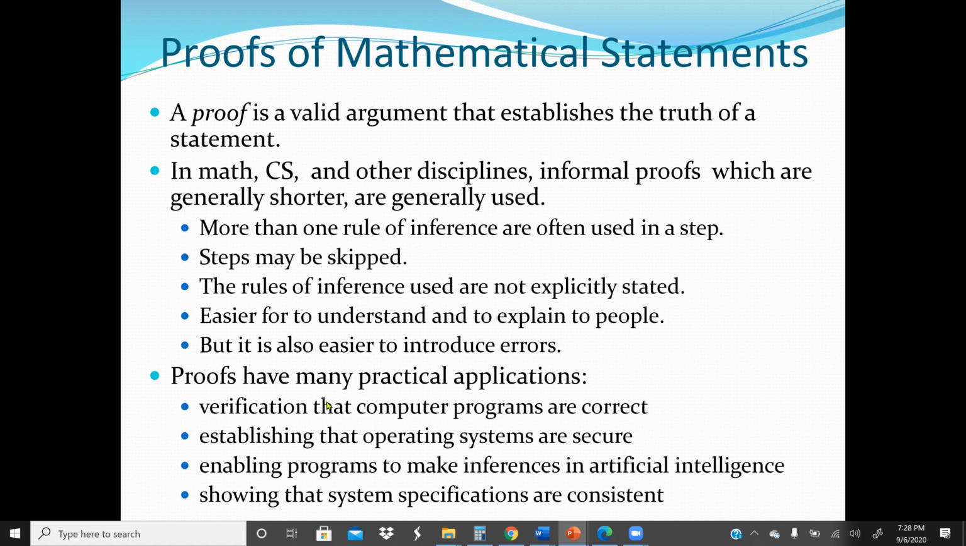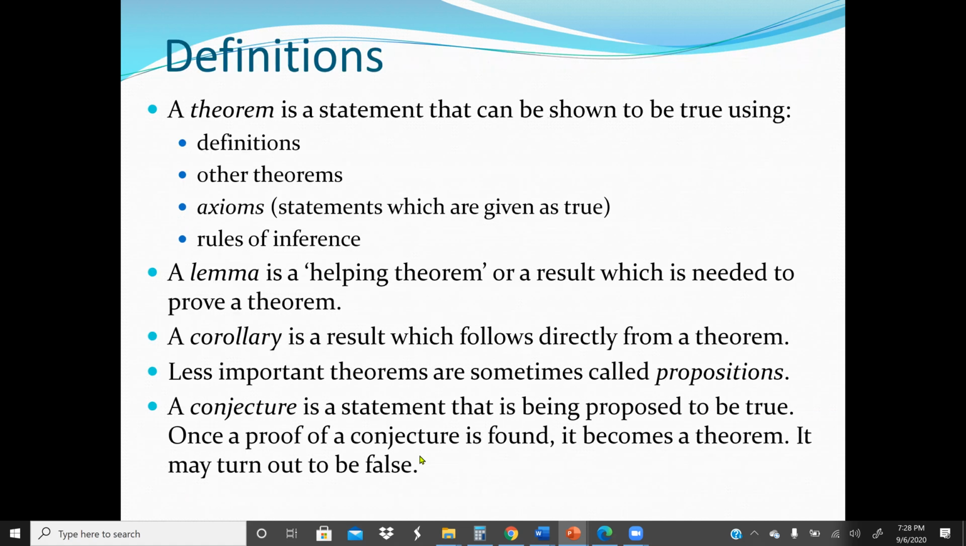Proofs are used in many practical applications, especially in computer science. Examples here include verification that computer programs are correct, establishing that operating systems are secure, enabling programs to make inferences in artificial intelligence, and also showing that system specifications are consistent. Again, these are a few of the practical applications where proofs are used in the computer science field.